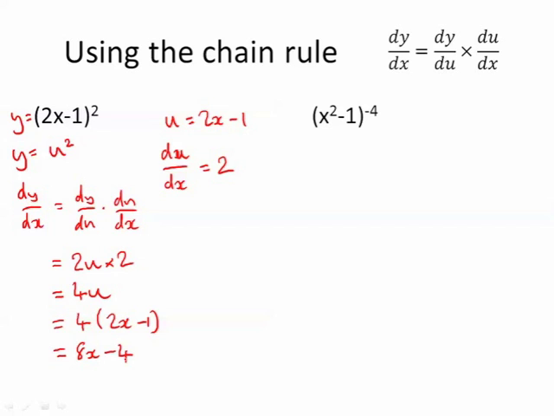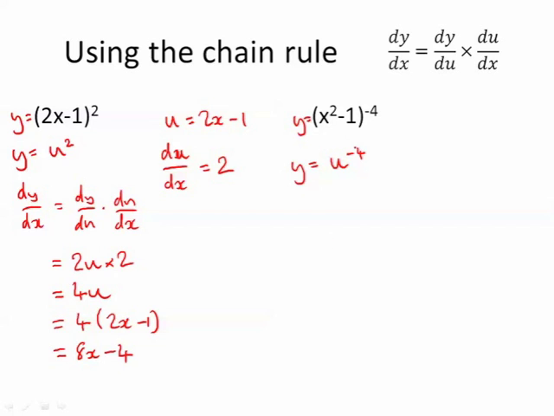In fact, in this case, this little procedure probably takes longer than just expanding the brackets, but you'll see it's going to be much more useful as we go on. Now this one's a bit more involved. y equals (x squared minus 1) to the power of minus 4. First thing we do is identify the inner function, the thing which is having a further function applied to it. So this is u to the power of minus 4.